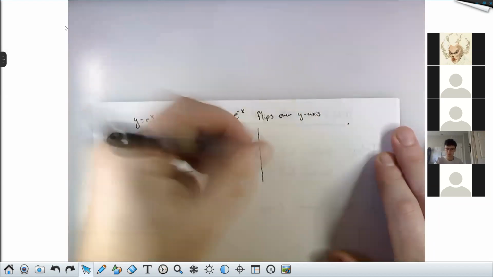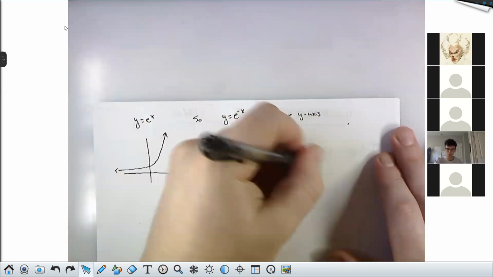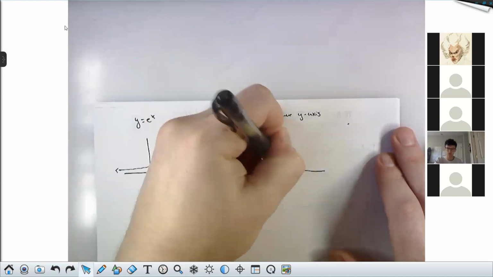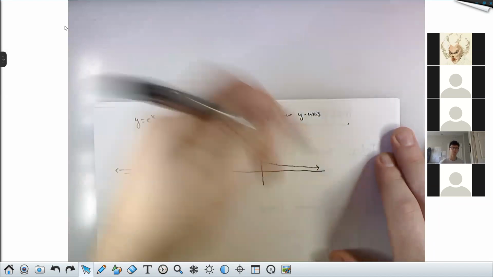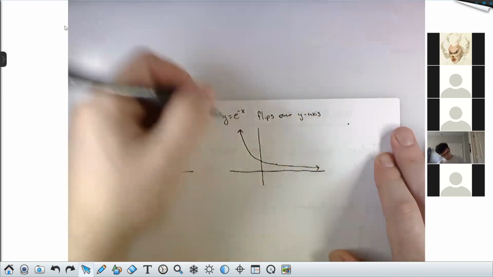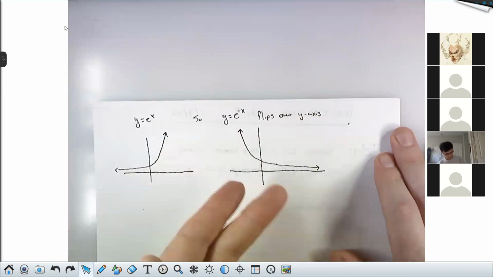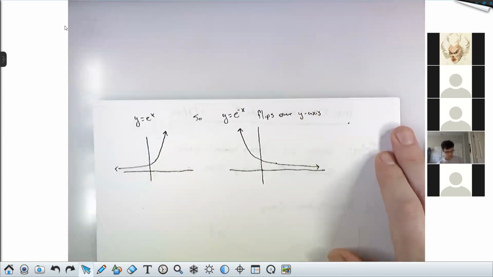So I'm just going to take the graph of e to the x, which is one we should know well, and I'm going to flip it over the y-axis, and that will give me the graph of e to the negative x. I just take this guy and flip it over. This is one of our basic transformation rules from pre-calculus.